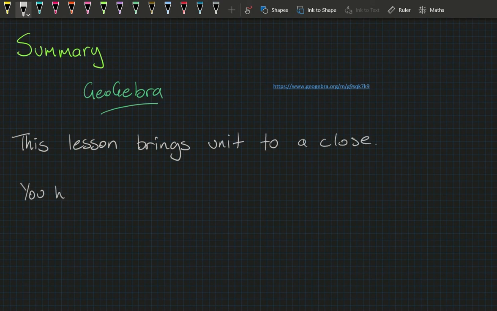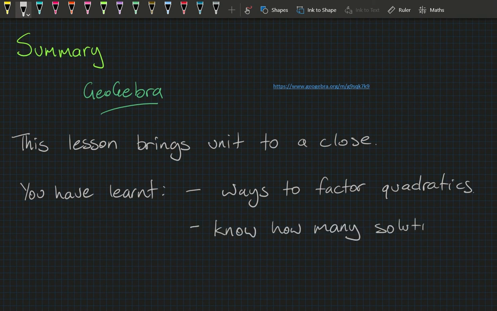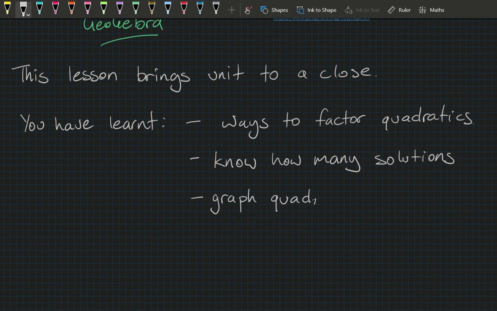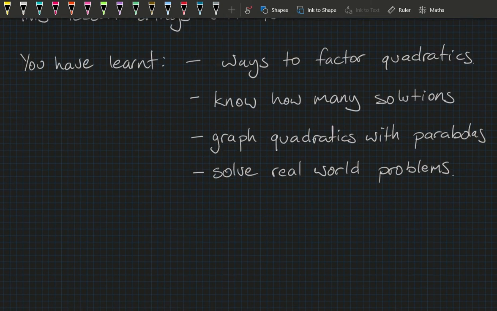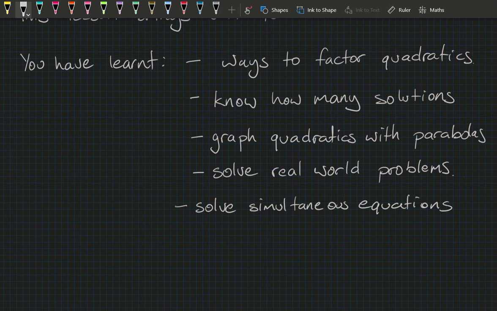And throughout this unit, you've learnt ways to factor quadratics, as well as knowing how many solutions there are. You've learnt how to use these techniques to graph quadratics with parabolas, and you've also learnt how to solve real-world problems with quadratics and parabolas. And finally today, we've learnt how to solve simultaneous equations that involve quadratics. So it's really been a huge unit, and you should be really proud that you've gotten through this. But make sure you go back and check through each of those skills, and that you should be confident to be able to perform every single one of them. They are vital for what's coming ahead. That's this year and next year, okay?